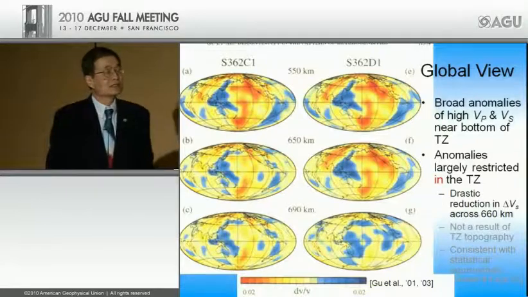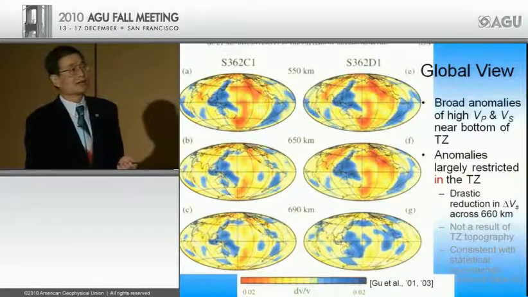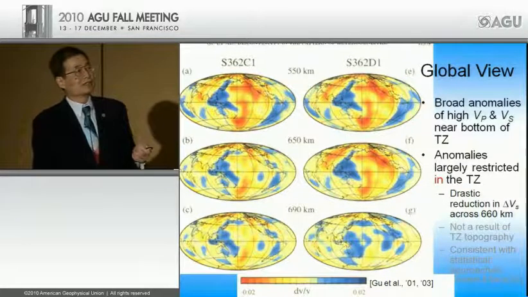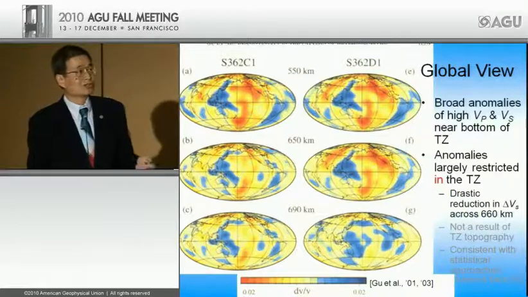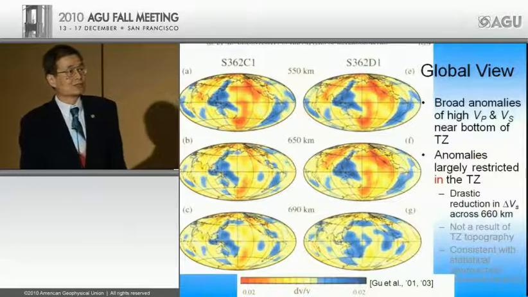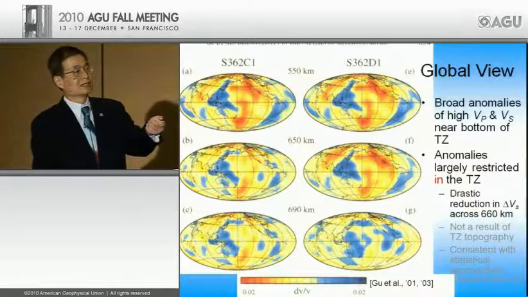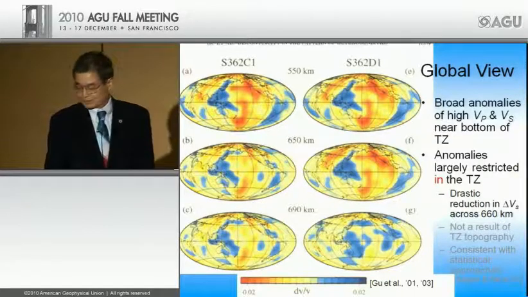Now globally, the seismic properties of the transition zone turn out to be highly variable. There are these very broad anomalies of high P and S wave speeds near the bottom of the transition zone. But as soon as we go across the 660 discontinuity, say down here, those anomalies become diminished. In the transition zone, the amplitude of these anomalies can reach plus or minus 3%, but in the top of the lower mantle, the maximum amplitude is about 0.5%.